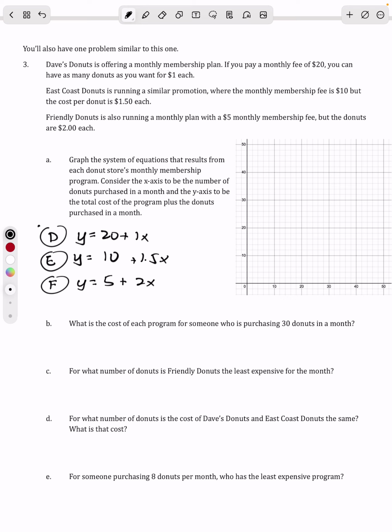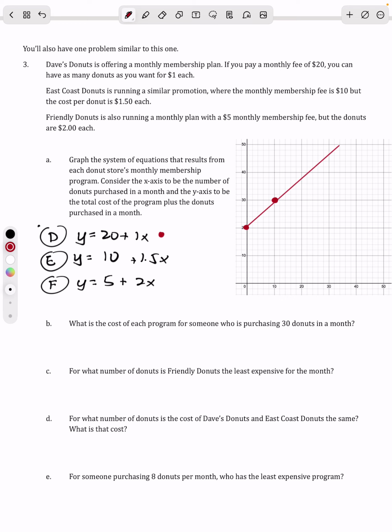All right, so here, I hope this works on the straight line tool. My first one, D, I'll do that in red. That is $20, and the slope is 1. So every time I go up 10, I'm going to go over 10. Does that make sense? I don't want to go 1 for 1. And there's my straight line.